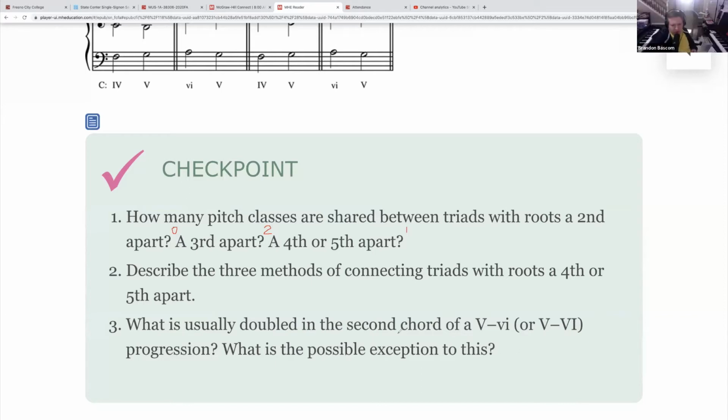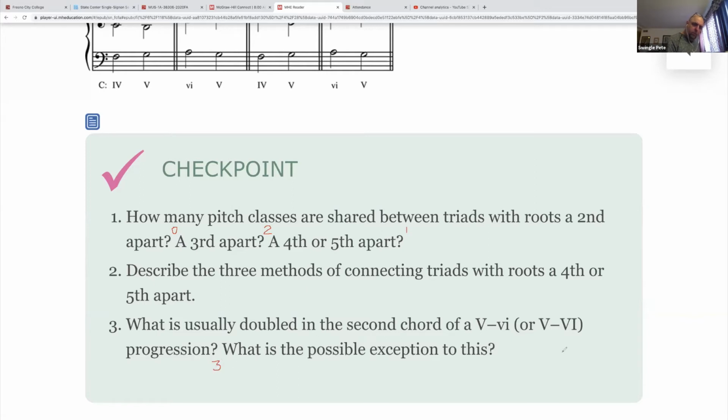Describe the three methods of connecting triads with roots a fourth or fifth apart. We do common tone stepwise motion for way number 1. For way number 2, we have similar motion by seconds or thirds. And then way number 3 is the tertian leap with stepwise and common tone. What is usually doubled in the second chord of a major 5 to major 6? The third. What is the possible exception to this?